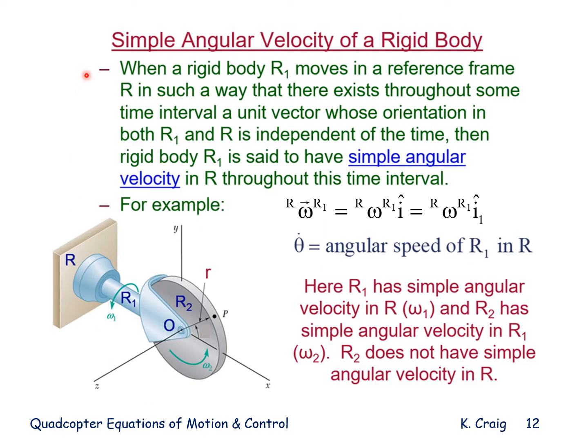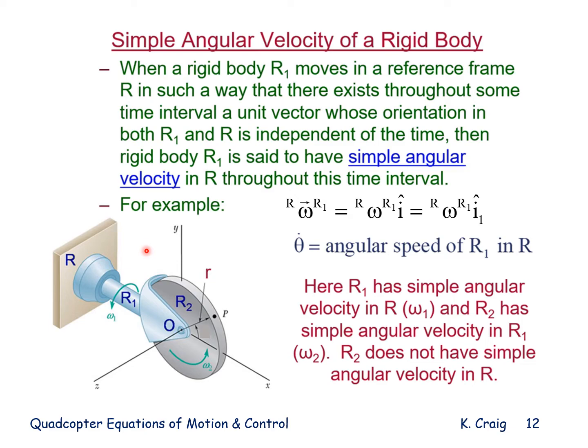Let us now formally talk about simple angular velocity of a rigid body. When a rigid body R1 moves in reference frame R in such a way that there exists throughout some time interval a unit vector whose orientation in both R1 and R is independent of the time, then rigid body R1 is said to have simple angular velocity in R throughout this time interval.